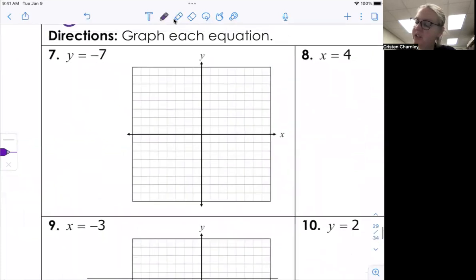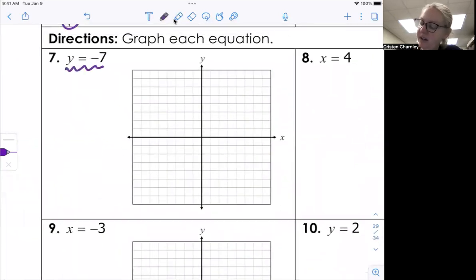For number 7, to graph y equals -7, you want to look at your y-axis. You'll go down 7. 1, 2, 3, 4, 5, 6, 7. Here's my dot. Now, I don't leave it as just a dot. I want to draw the line in both directions.